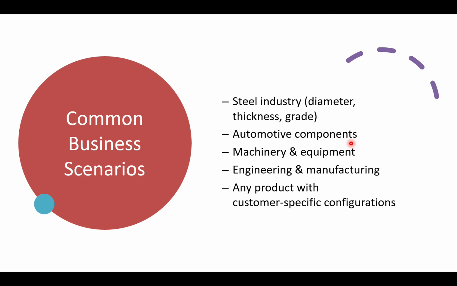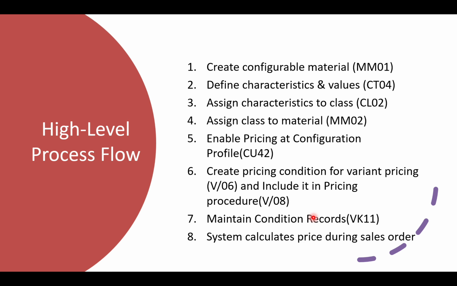And machinery and equipment, so calibration equipment, all those things it will be used. So any product, ultimately any product with customer-specific configuration, can be used for variant pricing. So this variant pricing will be useful in these scenarios. This is the high-level process overview, the sequence of steps you need to do in order to get the variant pricing.